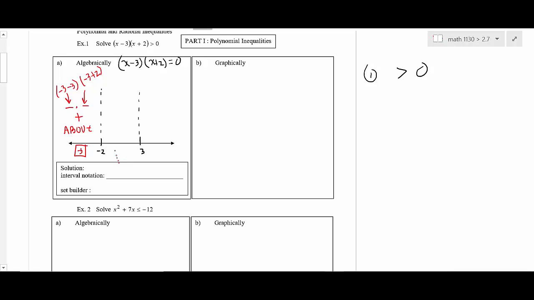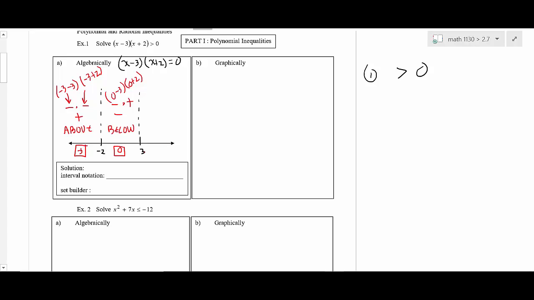Okay, let's do the same thing here. Give me a test point between negative 2 and 3. 0. You read my mind. 0 is the best one, the easiest one. So we have 0 minus 3 times 0 plus 2. So you have a negative times a positive. It's negative. What does that tell you about your graph? That you are below the x-axis, right? All the y values are negative, so they must be below like that. That's what that means.